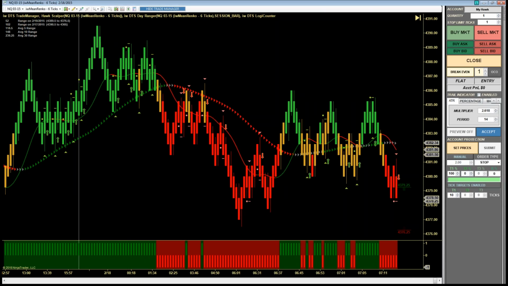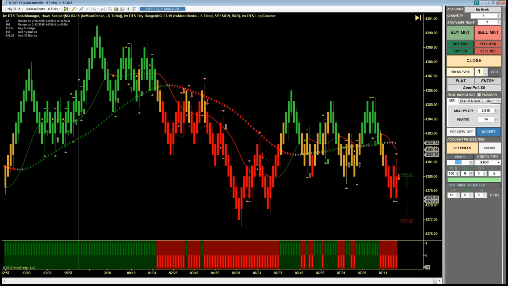But once I'm in a trade, I set my Trade Manager and I can forget about it. I don't have to worry about managing that trade any longer. Trade Manager will do it for me. And like I said, I can set the parameters however I want.